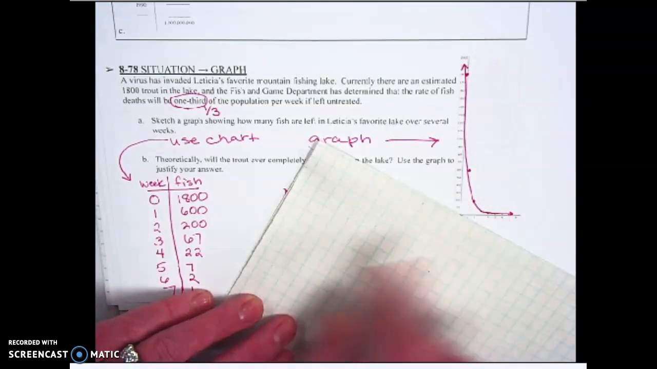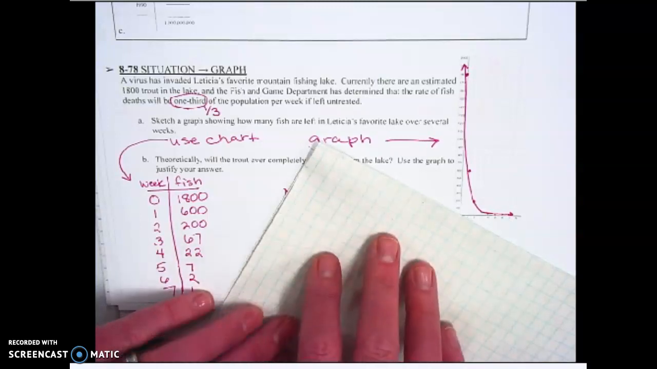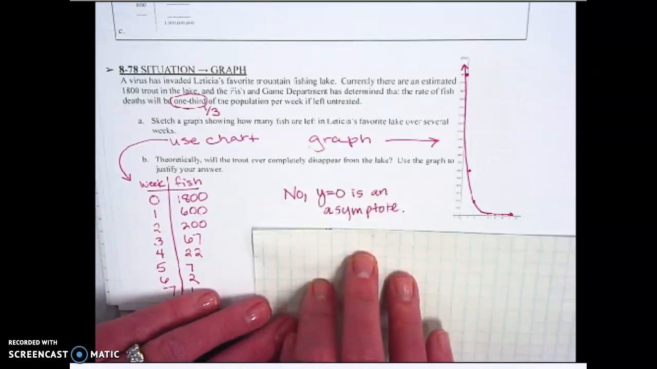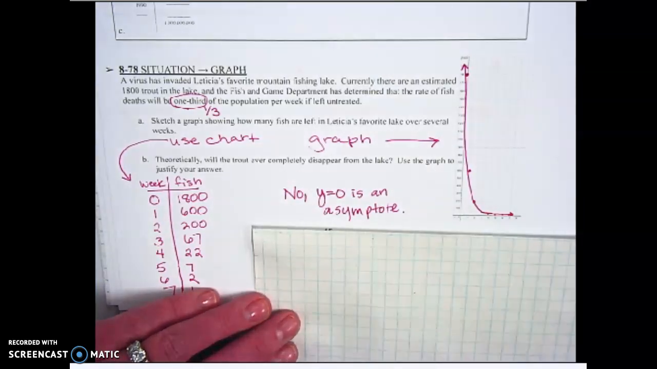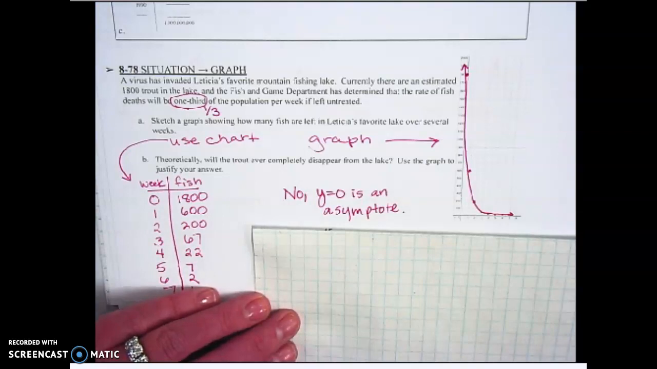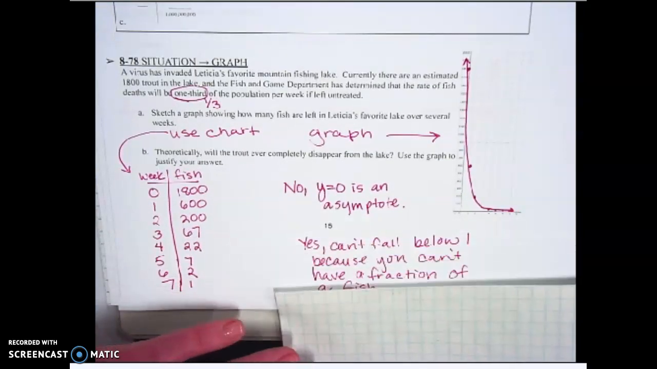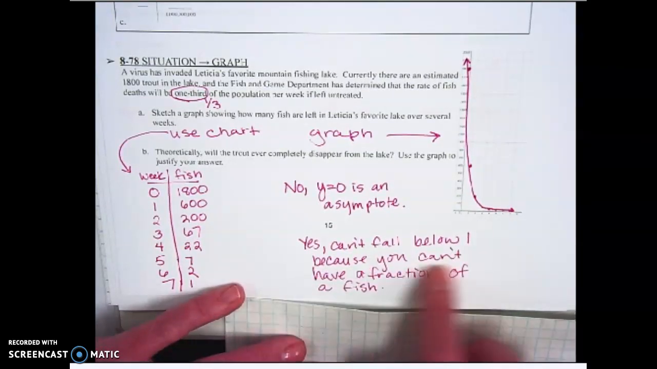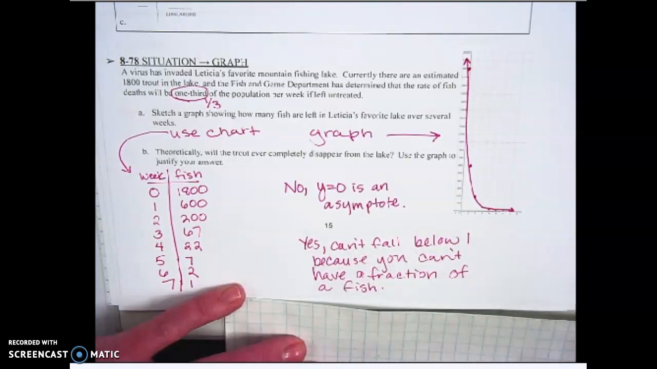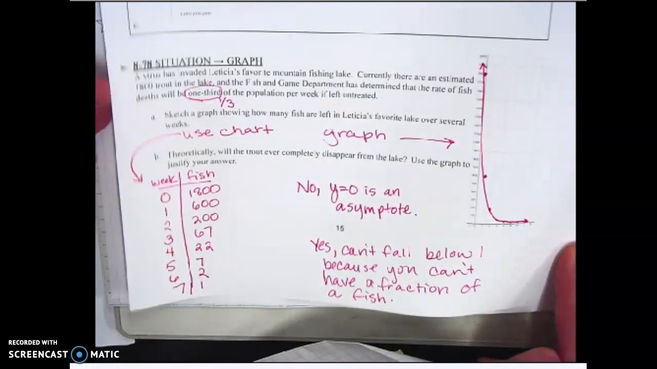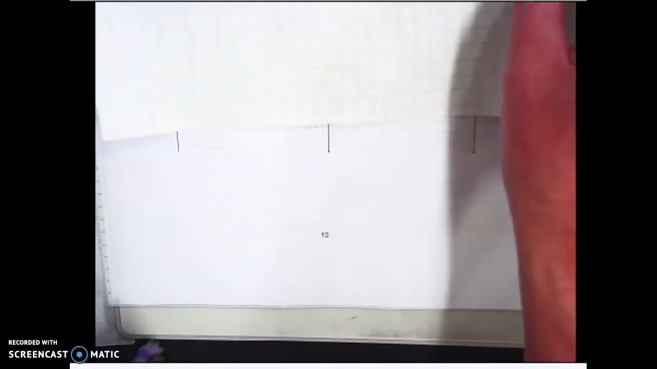Part B, theoretically, will the trout ever completely disappear from the lake? Use the graph to justify your answer. Theoretically, no, because y equals 0 is going to be the asymptote. It's going to get really, really close to 0, but technically it would never disappear. And you can't fall below 1 because you can't have a fraction of a fish. You're going to have at least 1 fish, but that's how they want you to write it.